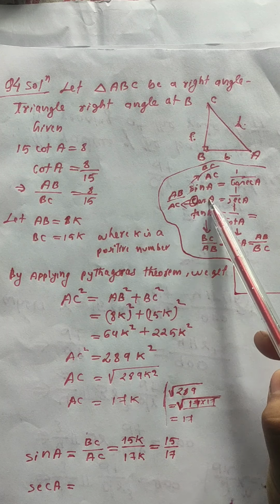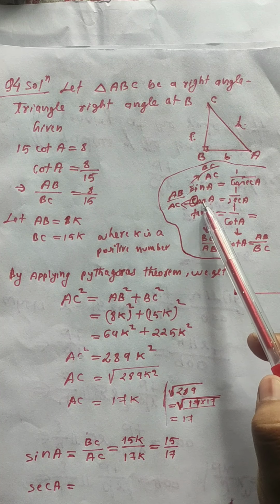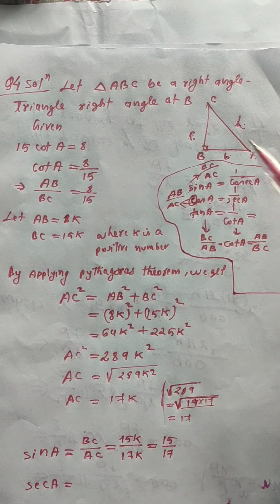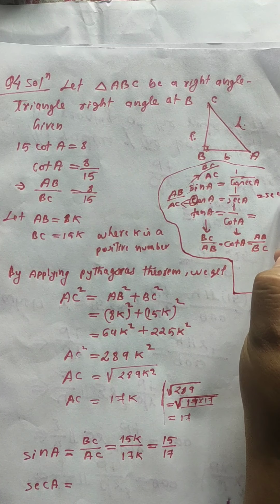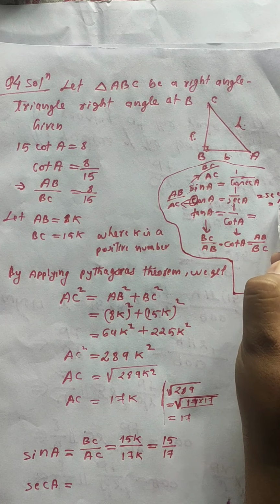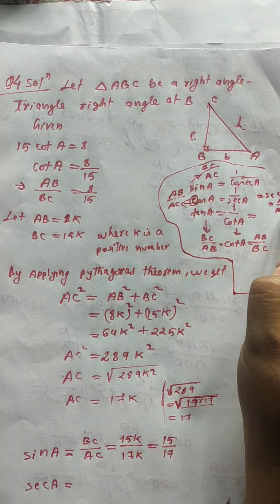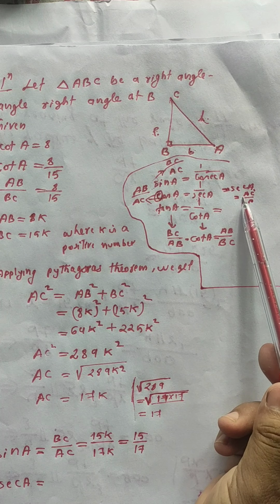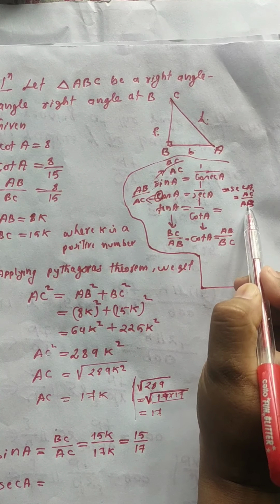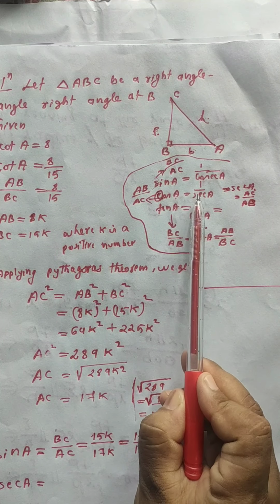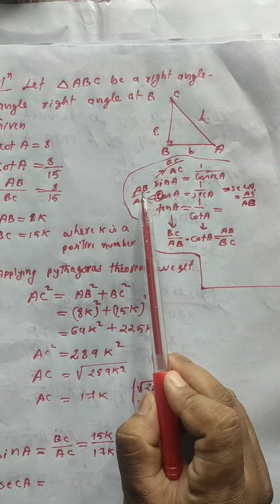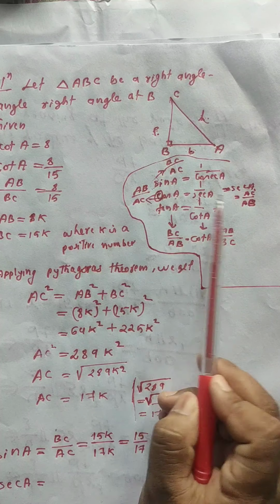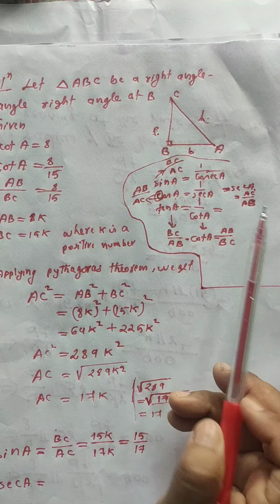Now, if cos A is AB by AC, then sec A is just the reverse of what? Cos A. Now you reverse these two sides. Sec A equal to what we can write? AC by AB. Understood? Cos is related with sec, isn't it? Cos A equal to 1 by sec A. If cos A is AB by AC, then sec A is what? Reverse of this cos A. It should be what? AC by AB.